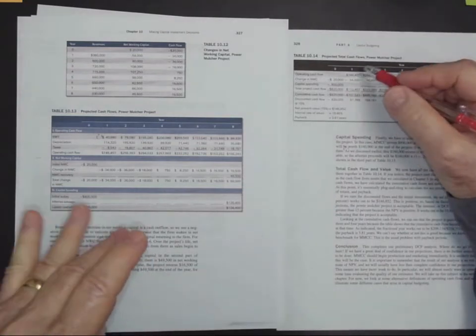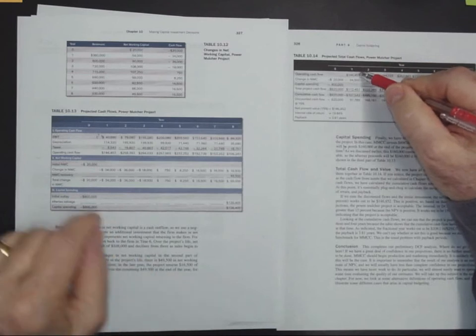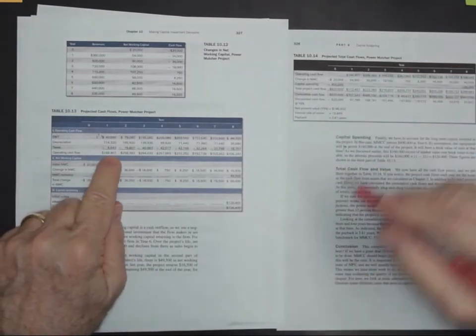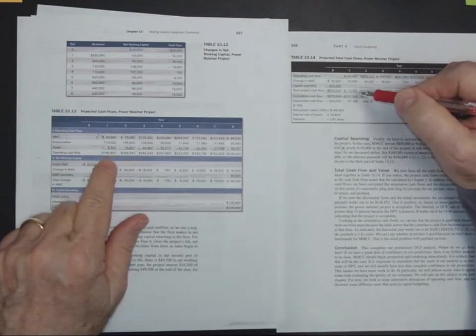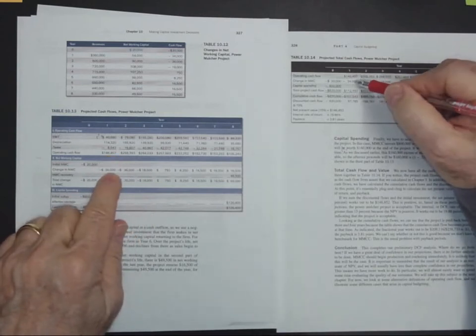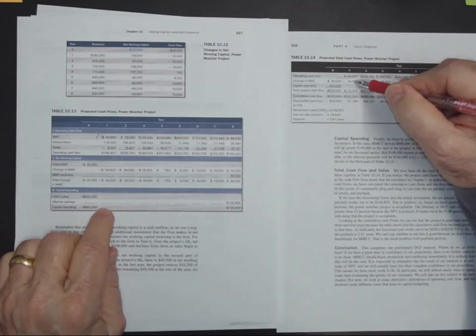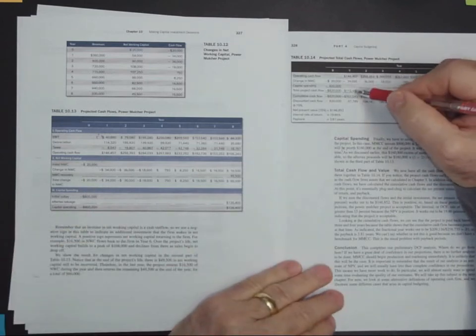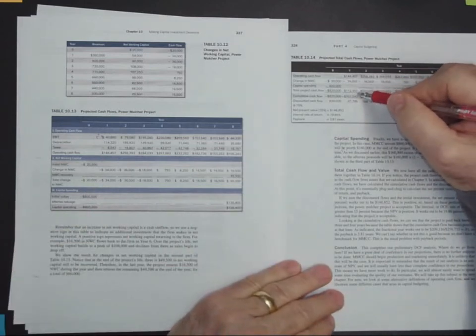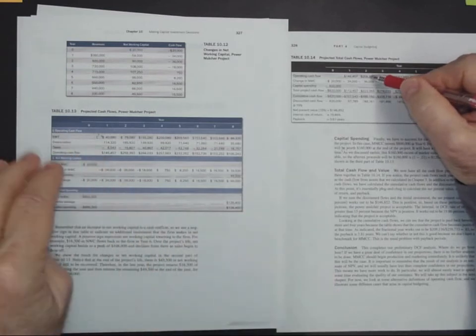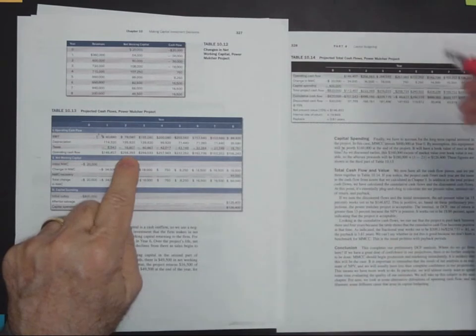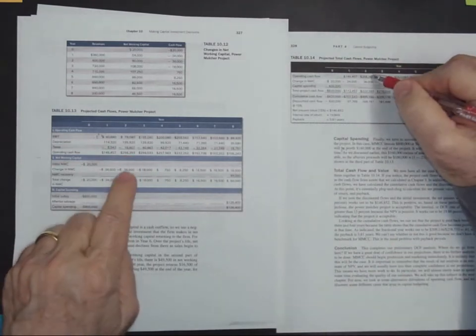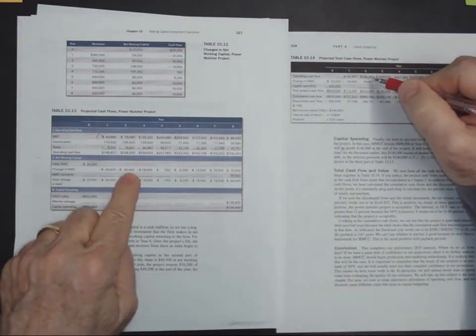The second, at time 1, the first year, we have 146,457 as our operating cash flow, and our change in net working capital is 34,000, and there's nothing in capital spending. So we add those up, and it's 112,457. The next year, time 2, we've got 258,393, and we've got 36,000 outflow for our change in net working capital.